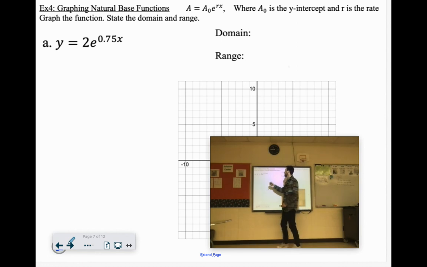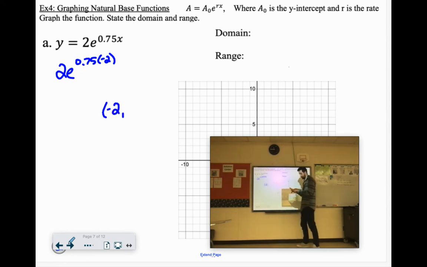So we're just putting in our usual numbers. If we put in -2, let's see what we get. And you can just type it most of the time, depends on your calculator. You can just type it in kind of how it's written. 2 times e to the 0.75 times -2, and it comes out to 0.45.